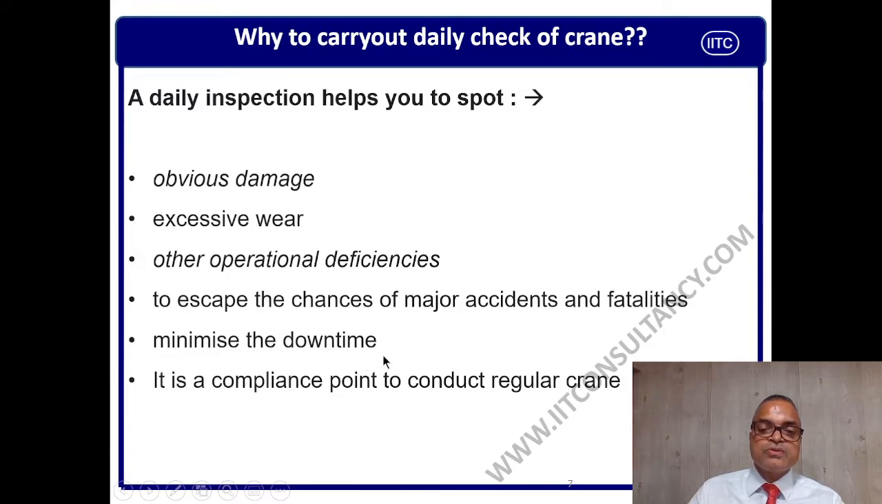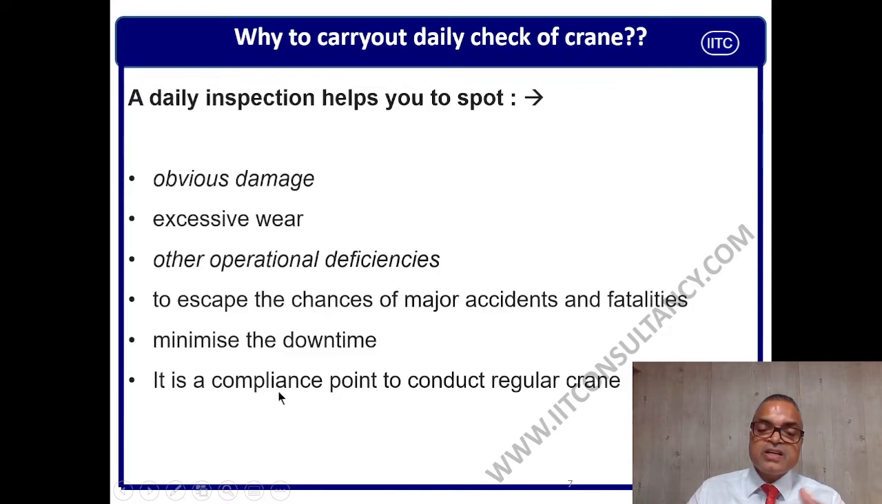Otherwise, it has costly time. So minimize the downtime also, because if you see any unsafe equipment, any unsafe wear and tear, or abnormal condition, then definitely you do a repair and then you can do maintenance. And the minimizing of downtime is done when it is supposed to work.